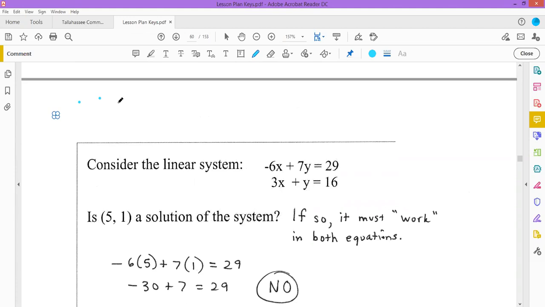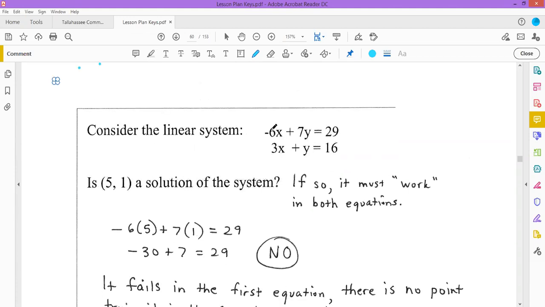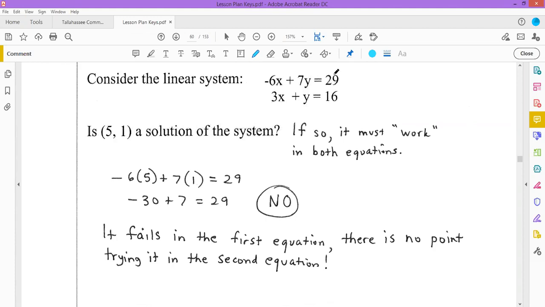So let's look at some examples. Starting with the first problem, we want to consider this linear system. We got negative 6x plus 7y equals 29 and 3x plus y equals 16. Now to solve this system, we want to find if there's a point of intersection. We want to know what is that ordered pair if it exists. In this question, we're given an ordered pair, 5, 1, and we want to know if it is a solution to that system. And if it is, then we should be able to substitute 5 everywhere we see x and 1 everywhere we see y into both of these equations.